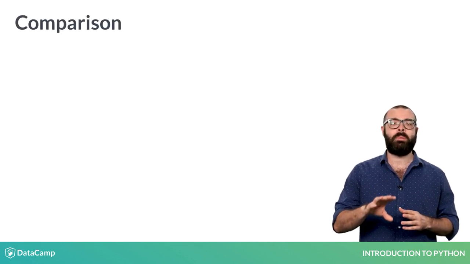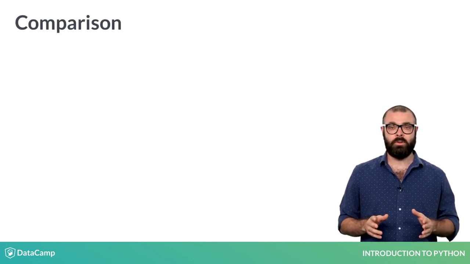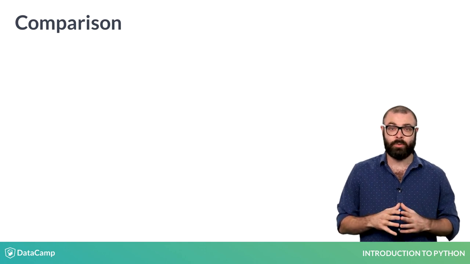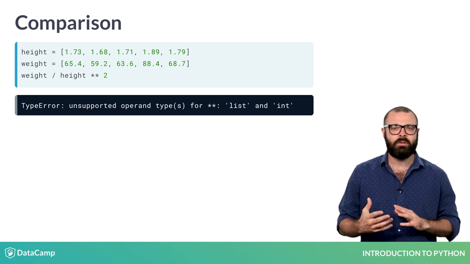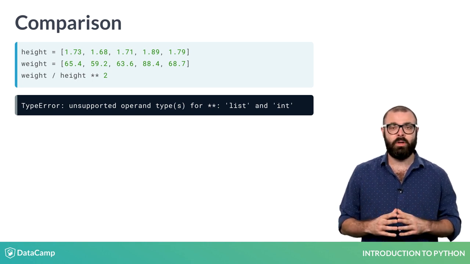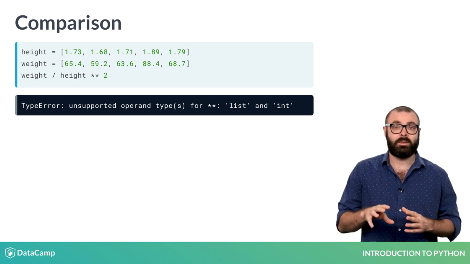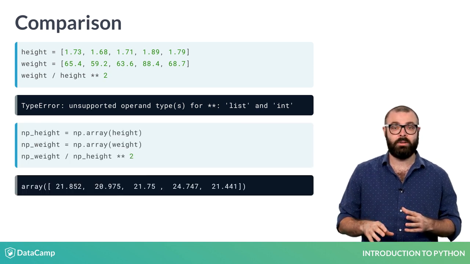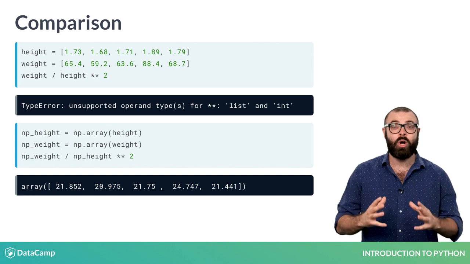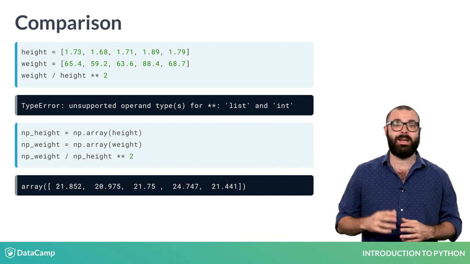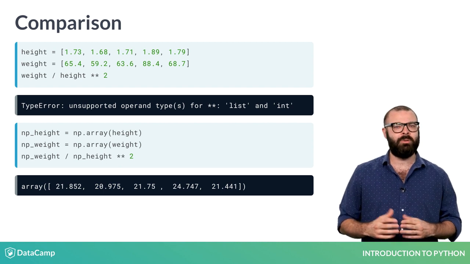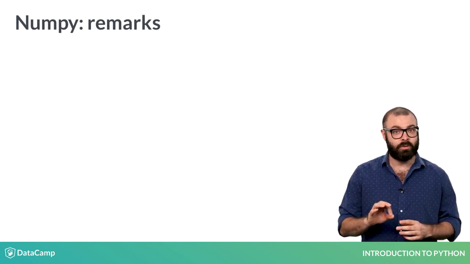Let's do a quick comparison here. First, we tried to do calculations with regular lists like this, but this gave us an error because Python doesn't know how to do calculations with lists like we want them to. Next, these regular lists were converted to Numpy arrays. The same operations now work without any problem. Numpy knows how to work with arrays as if they were single values, which is pretty awesome if you ask me. You should still pay attention though.